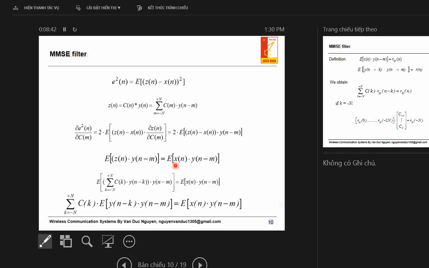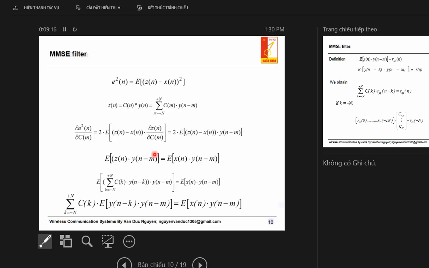So we have this term multiplied with this term, which should be equal to this term multiplied with this term. Okay, that is very important. So this term should be equal to this term to minimize this function. And now you have an equation. You need to solve for the filter coefficients in order to minimize this function.